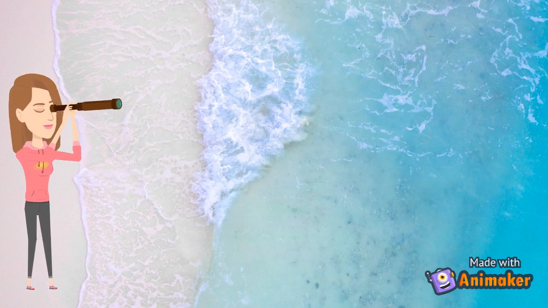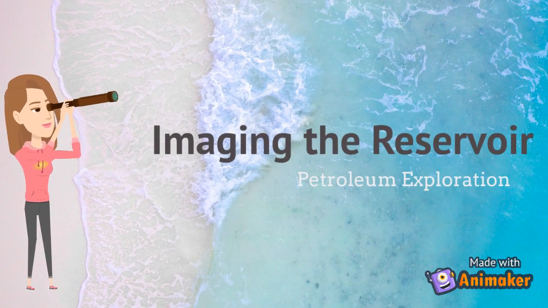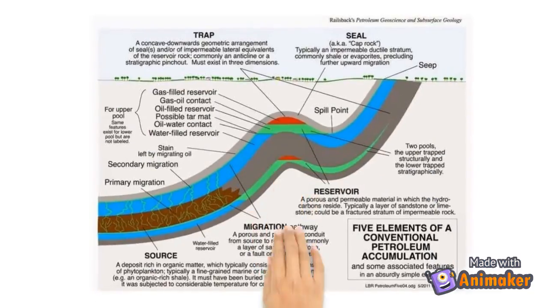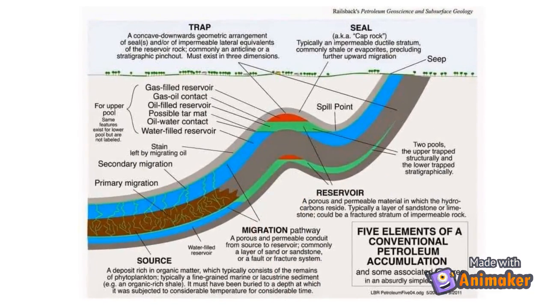I'm going to share about petroleum exploration, imaging the reservoir. First, you need to know the properties of the petroleum system. It consists of 5 major elements which are source rock, reservoir rock, migration path, trap, and seal with different density and properties.